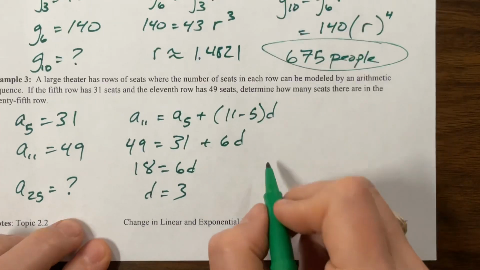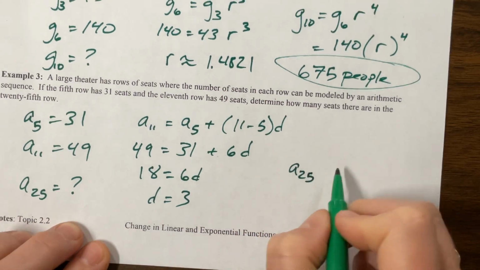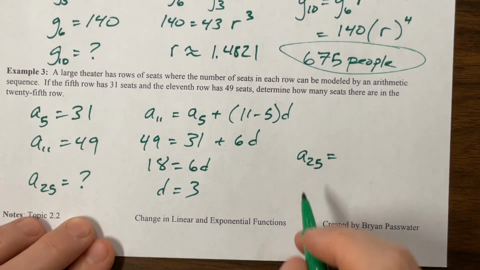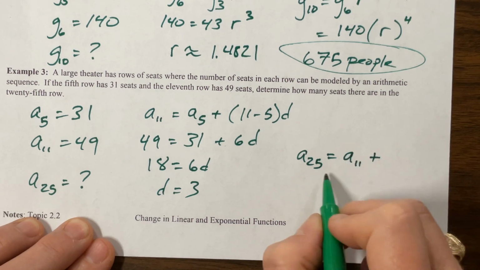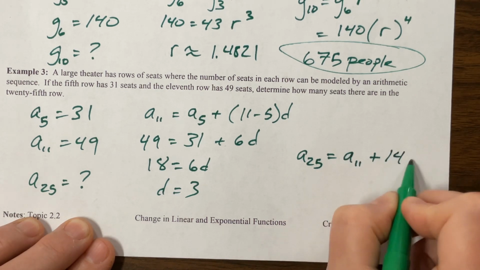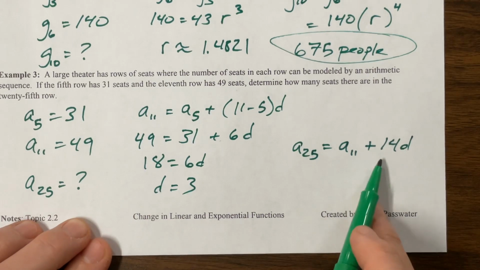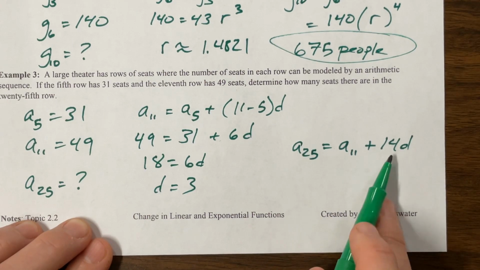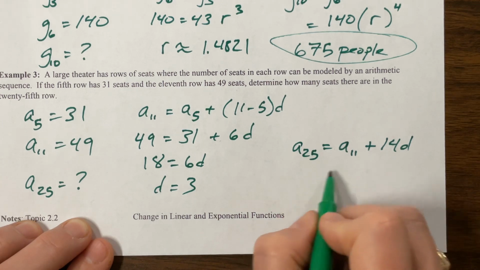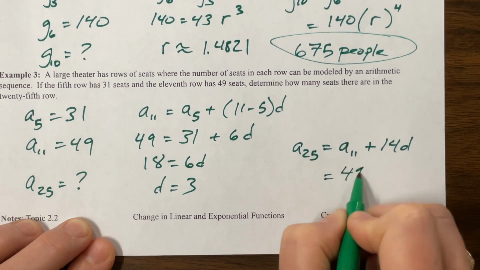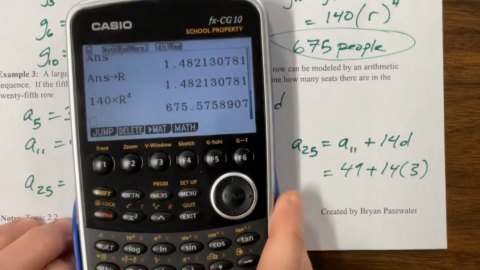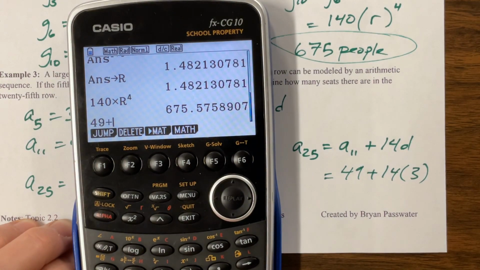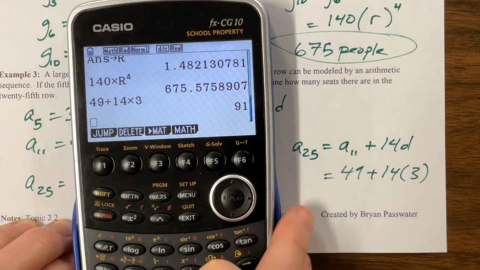And so I can say A sub 25. I didn't actually have to find the nth term, so I'm being lazy, I mean efficient. A sub 25 is A sub 11 plus 14D. If I'm at the 11th row and I want to get to the 25th row, I have to do the common difference 14 times. And so this is 49 plus 14 times 3. I don't feel like doing arithmetic. 49 plus 14 times 3. I mean, I can, but anyway.